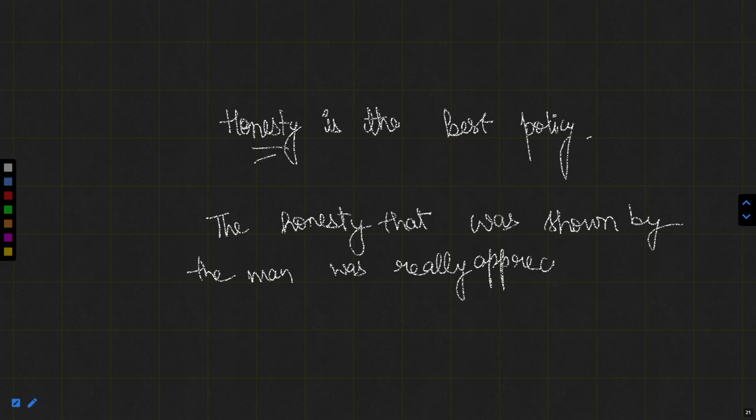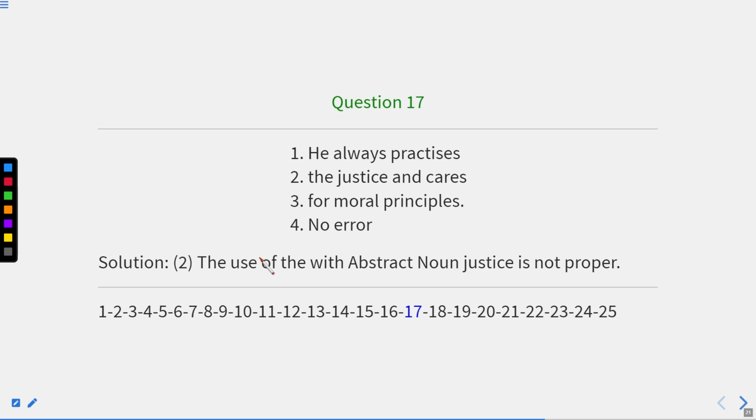Okay, so here we are talking about some incident or some person who showed real honesty. So here, before honesty, we are using the. Why so? Because it was shown by the man. It means I'm relating this abstract noun with some person. That is why here this honesty should be preceded by the definite article the. Okay, now let us move to the next one. The use of the with abstract noun justice is not proper.